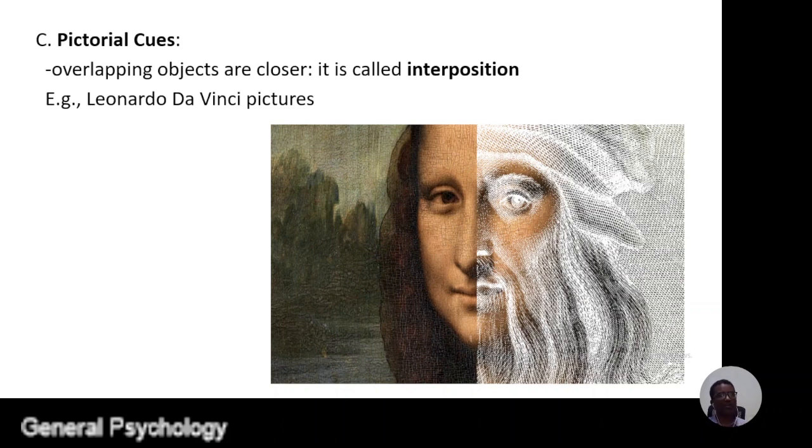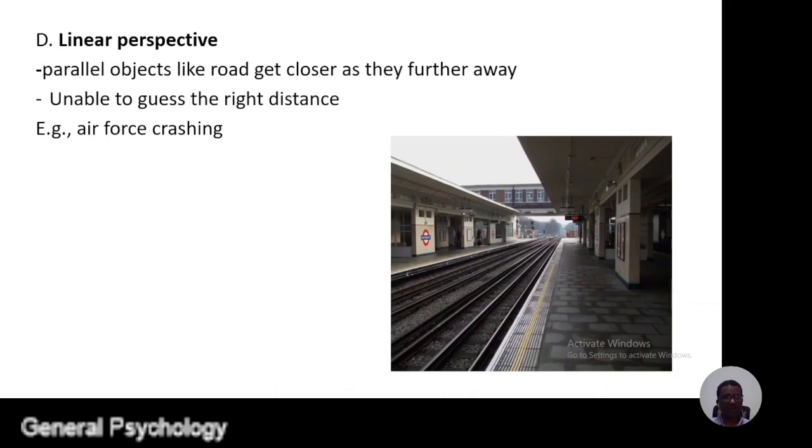The other cues are pictorial cues. Pictorial cues means we understand different pictures, especially overlapping objects that seem very close. Such a scenario is called interposition. Interposition means something which seems closer to our eyes. So this is an example of a Leonardo da Vinci picture. The interposition is very close to our mind.